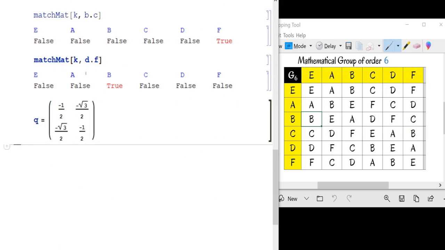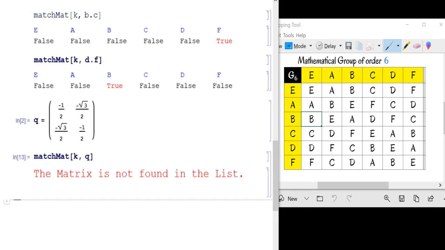Now if I input this Q matrix in match, let's see what happens. K, Q. Then you see you are getting an error message saying the matrix is not found in the list. That means you are not allowed to enter a matrix that is not in the list. This is the way this subroutine, this function, is programmed. That's all about this program.